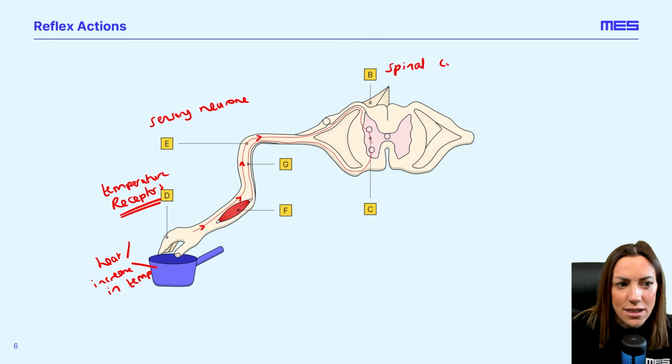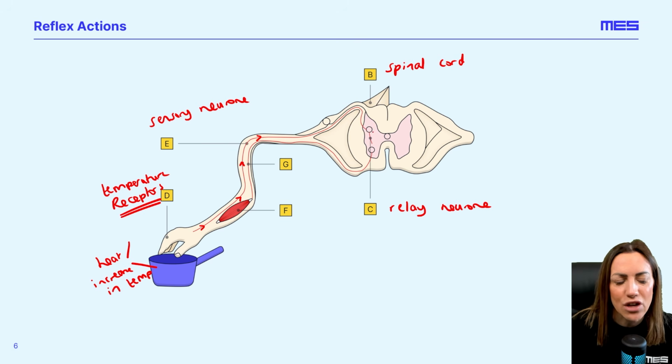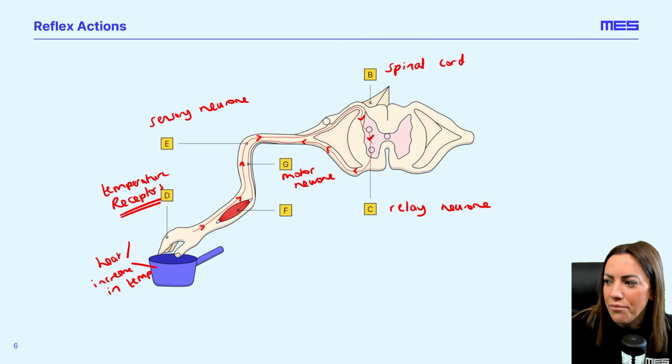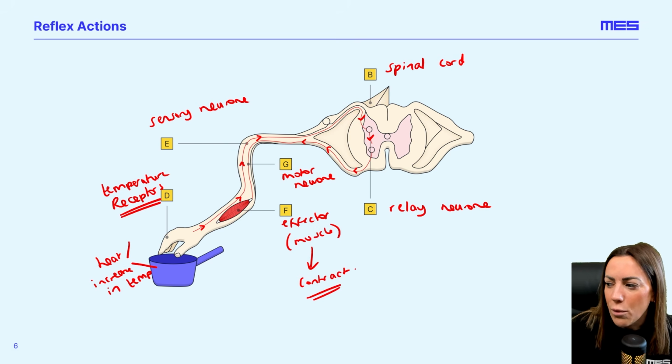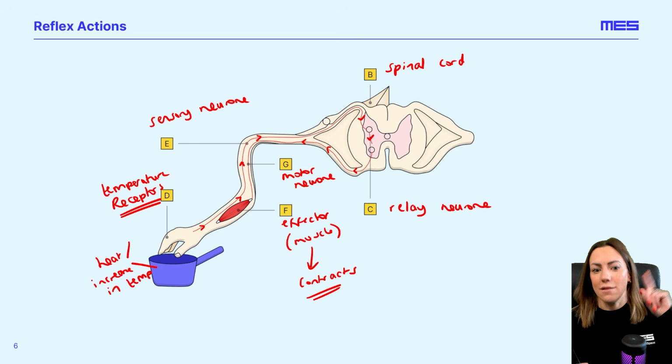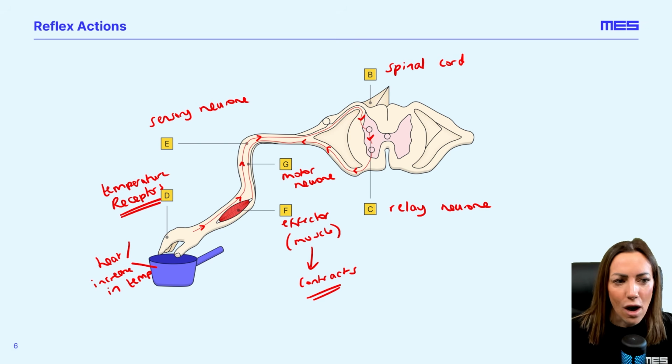This is obviously our spinal cord, and in the spinal cord, in the central nervous system, there will be a relay neuron, which is a short neuron that connects the sensory neuron to the motor neuron. So the impulse is going down the relay neuron, then it's going along G, which is the motor neuron, and the motor neuron is carrying that to F. So F is the effector. In this case, it's a muscle, which means the response will be the muscle contracts, don't forget to say contracts, to move the hand away from the hot pan.